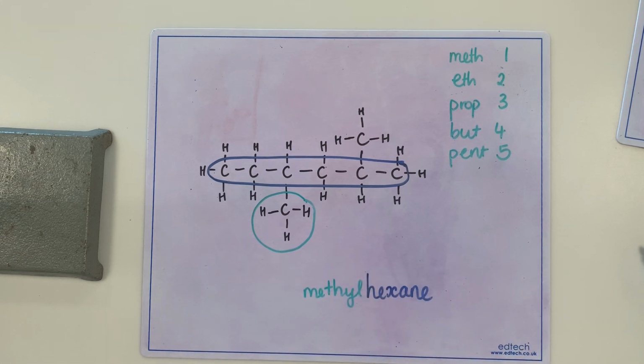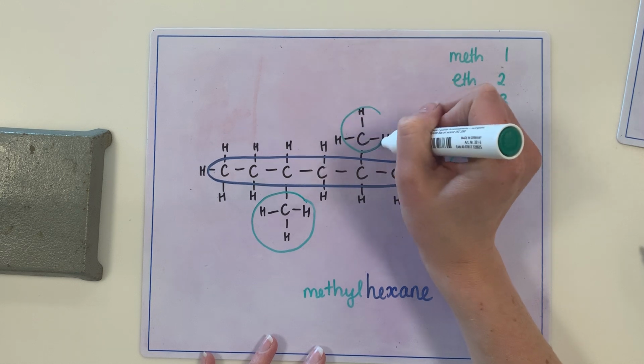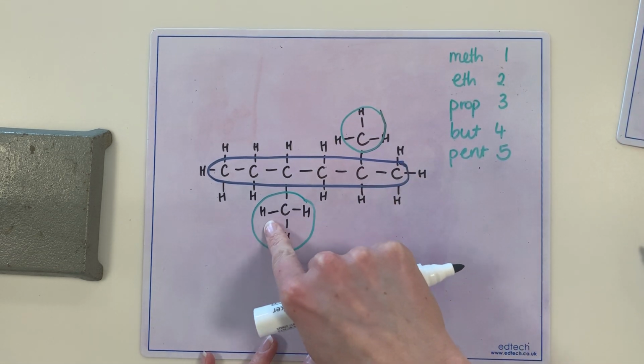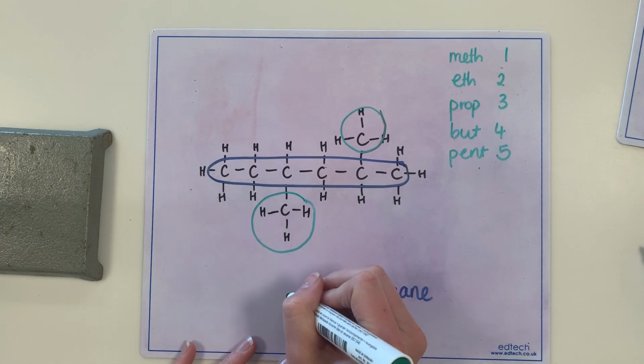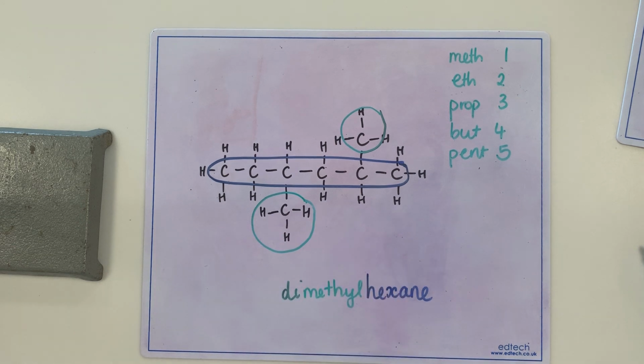So we know we're going to have methyl in our name, and we've got another one here. So we've got 2 of them. We've got a methyl group here and a methyl group here. So it's going to be dimethyl. Now we have to put where they're positioned.